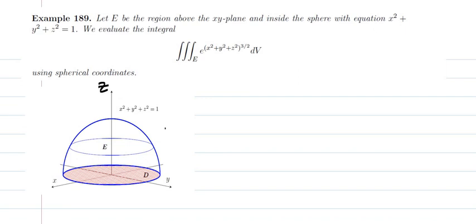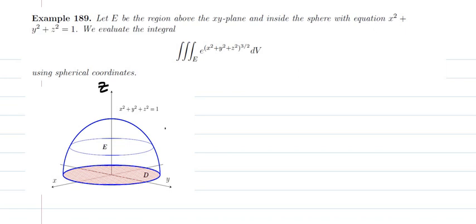So let's look at this example. E is a region above the xy plane, and inside the sphere with equation x squared plus y squared plus z squared equals 1. We want to evaluate the following triple integral: a triple integral over E of e to the power of that funny exponent dV, using spherical coordinates. This is the task at hand.